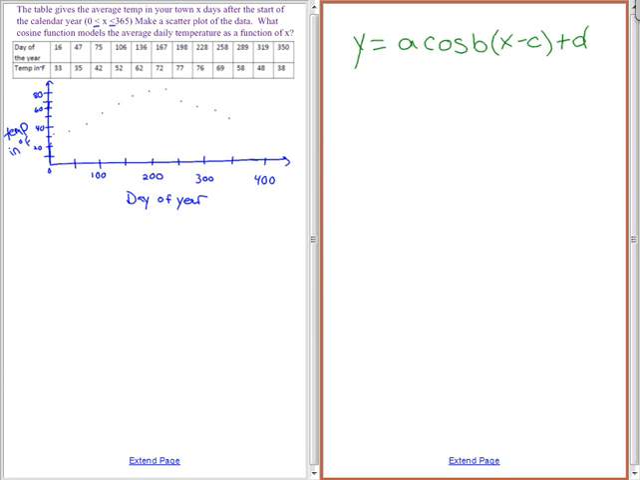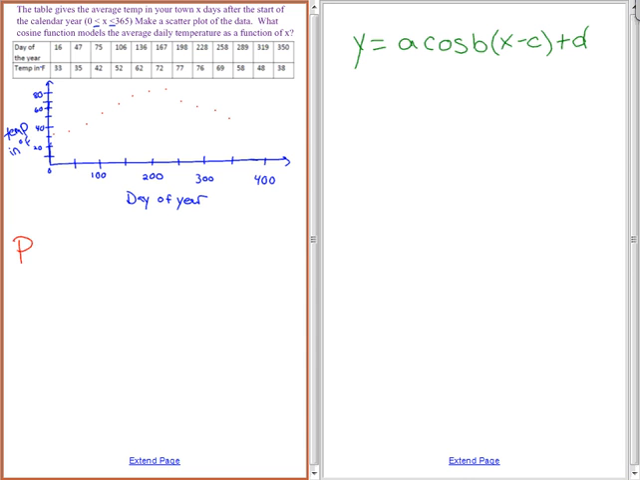So I have to figure out my A, B, C, and D. I'm going to start with my period. When does this repeat itself? What is from start to finish?